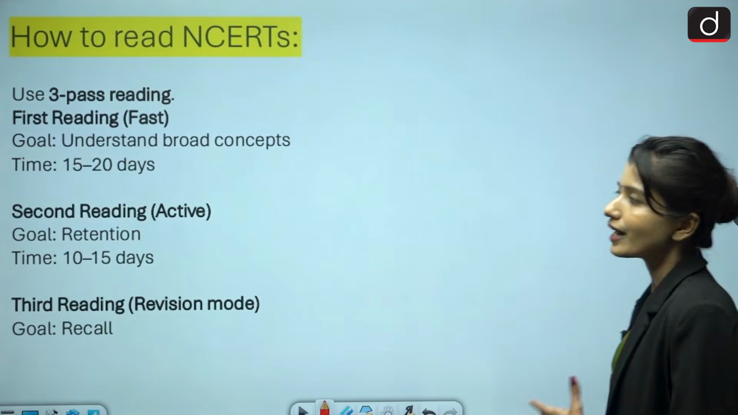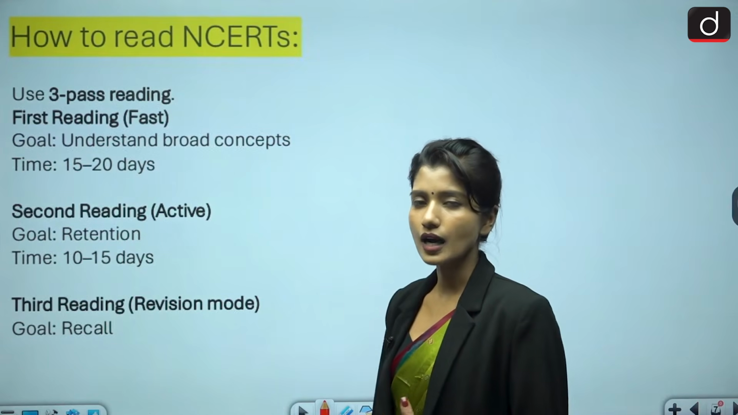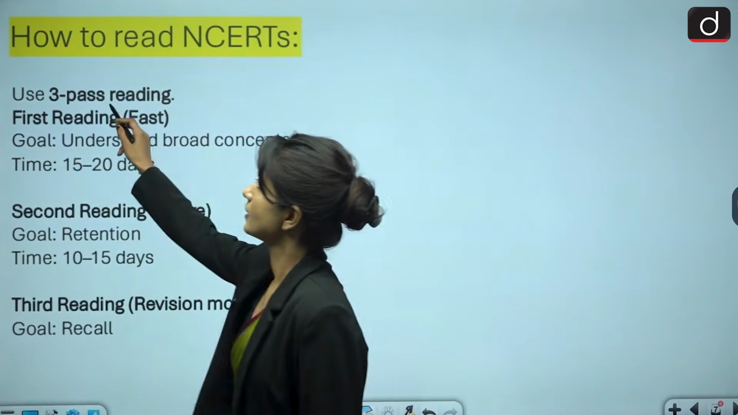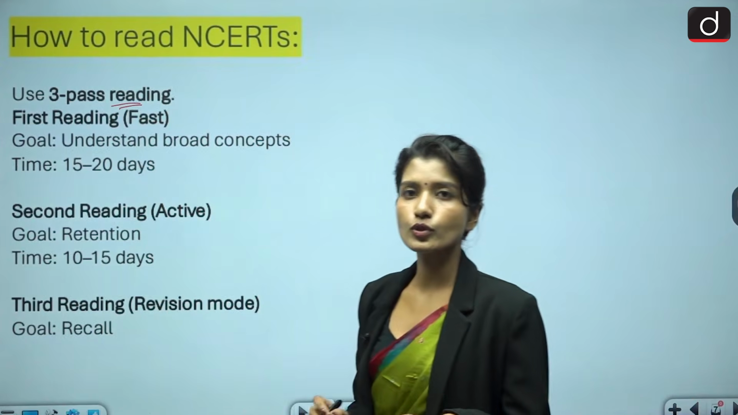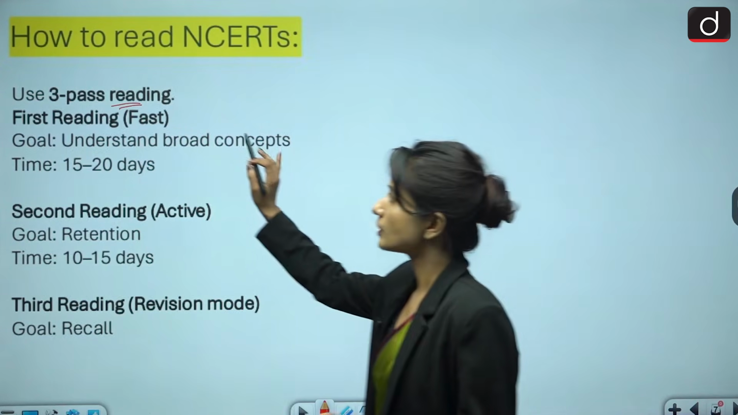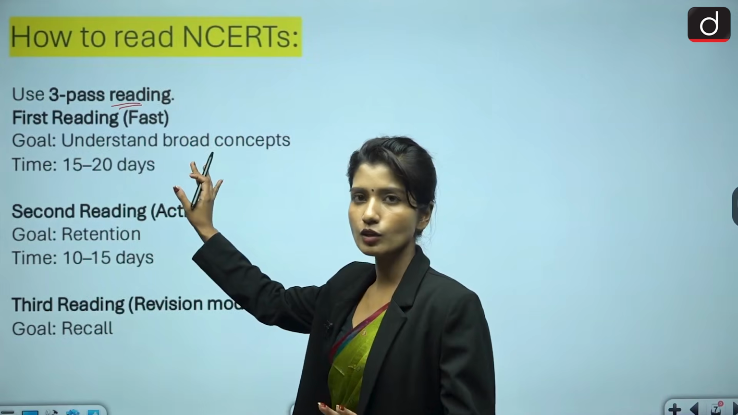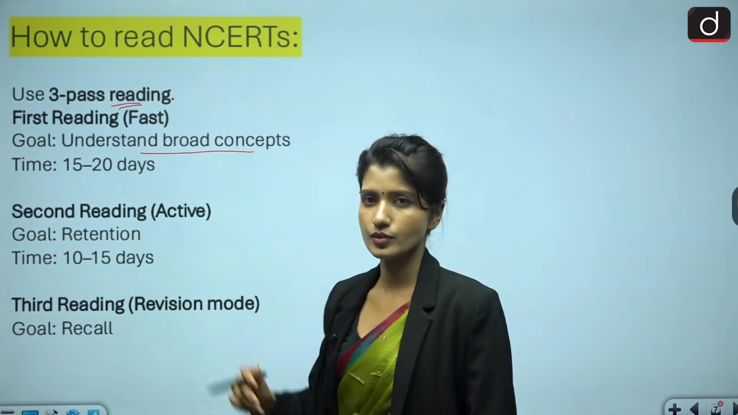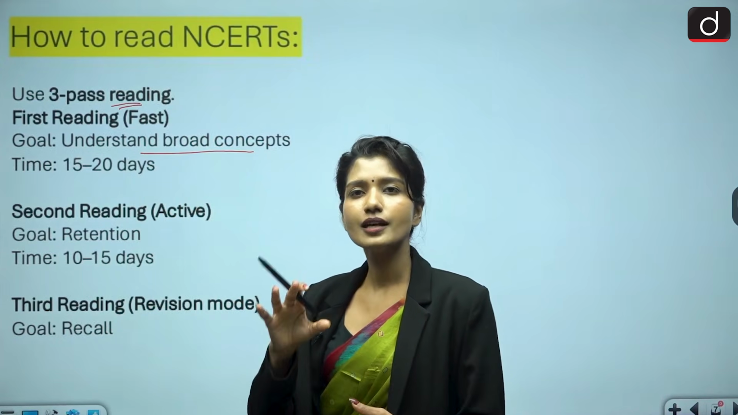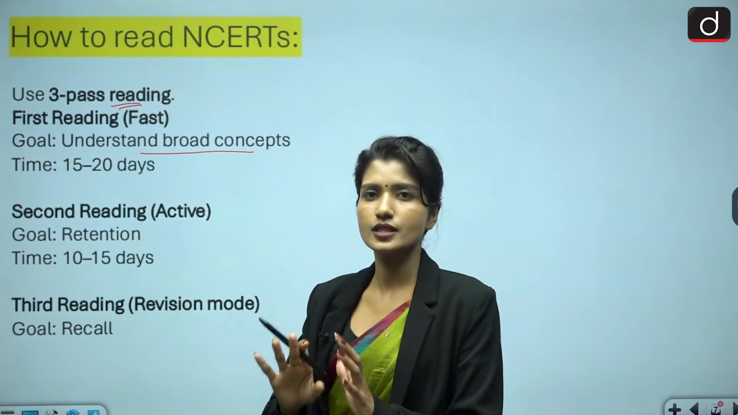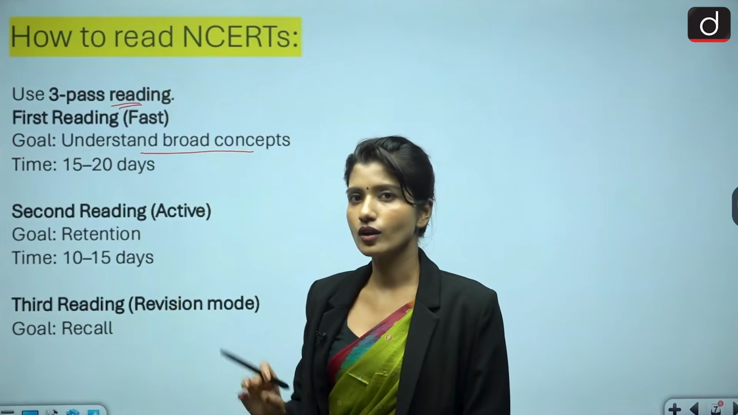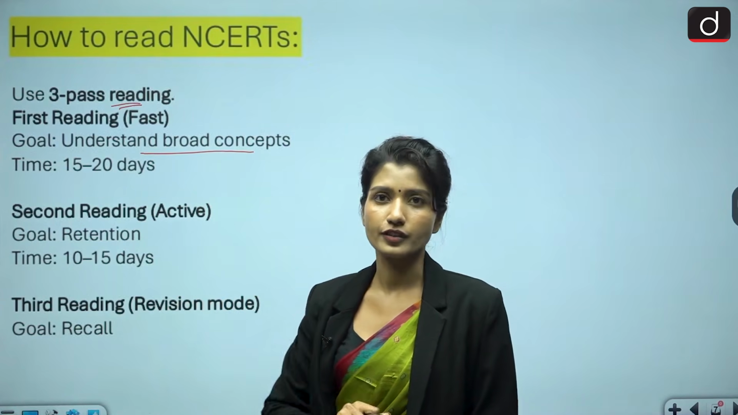Now the next part is how to read NCERTs. I like to call it 3-pass reading. The first reading that you do is supposed to be very fast. The main goal that you should have in your mind is to understand broad concepts and familiarize yourself with major concepts. Okay, this is what is happening in polity, or these are the concepts in geography.